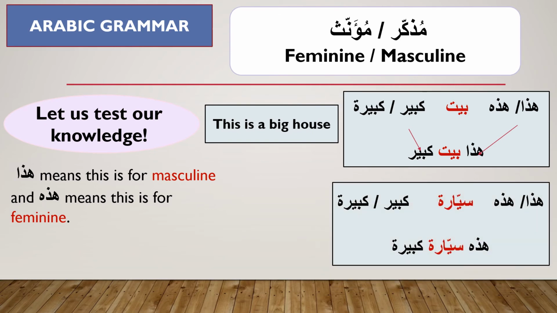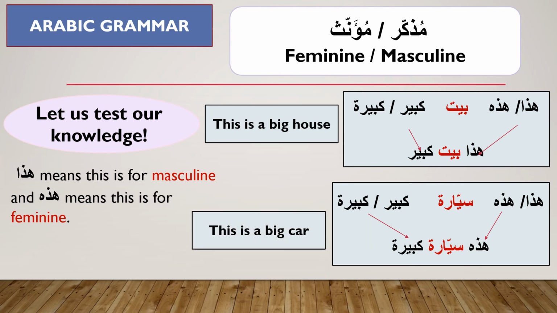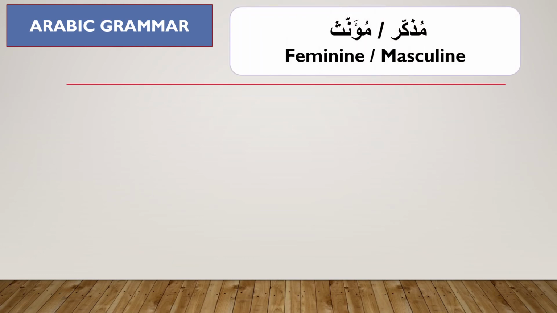Look at سيارة. Automatically when we see the ta marbuta at the end, we know the word car, سيارة, is feminine. So, based on that, we use هذه instead of هذا, كبيرة instead of كبير. However, notice in English, there is no big difference. This is a big car, a big house, a big car. In Arabic, we decide the adjective based on the noun. بيت كبير, سيارة كبيرة.